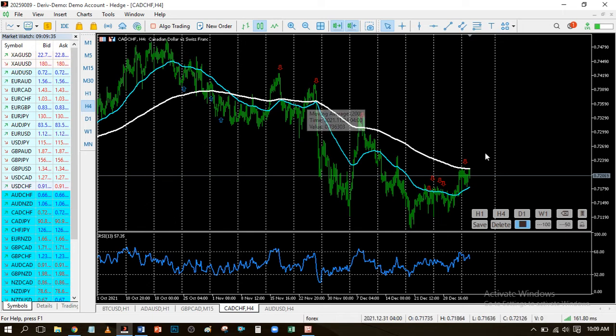All right, so then for the card Swiss, on the 4-hour chart you can see it is also a downtrend, and you can see that it's overbought right here. So this tells me that the market is going to be pushing down very soon.